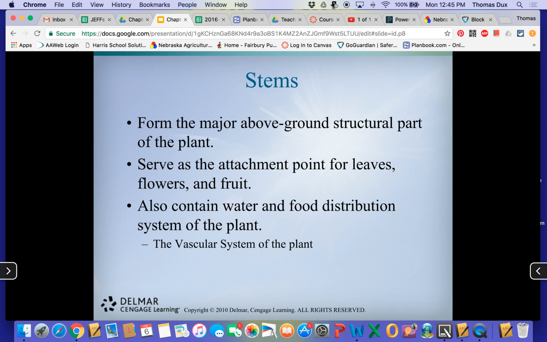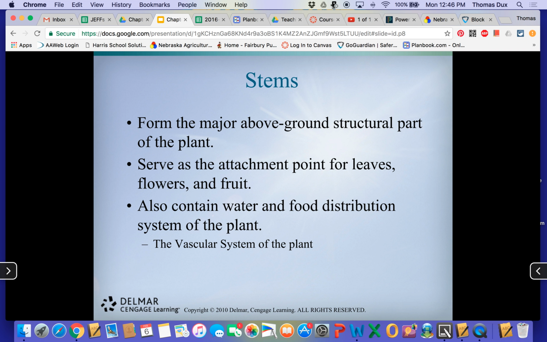The vascular system, though, when it talks about the vascular system, how can you compare that to us, to humans? What's our vascular system? Veins. Our veins, right? Yes, our veins, our heart, but our veins that pump our blood throughout our body. What is the purpose of the whole vascular system in our body, or our vein system in our body? What do they transport?